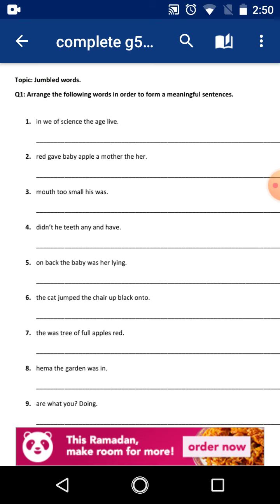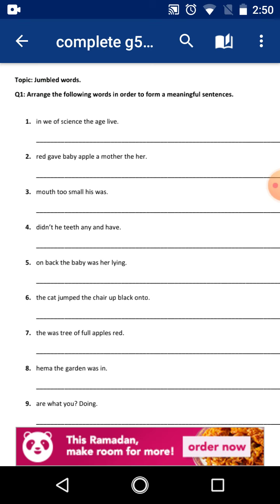Here in this worksheet, some sentences are given which are in jumbled form. So firstly, we have to arrange them and then write a new meaningful sentence at the marked position. For example, here in this worksheet, the first sentence's words are in jumbled form and we have to rearrange these words to make a new meaningful sentence. The first sentence is, "in view of science, the age live." So when we arrange it, it will be like this: We live in the age of science.